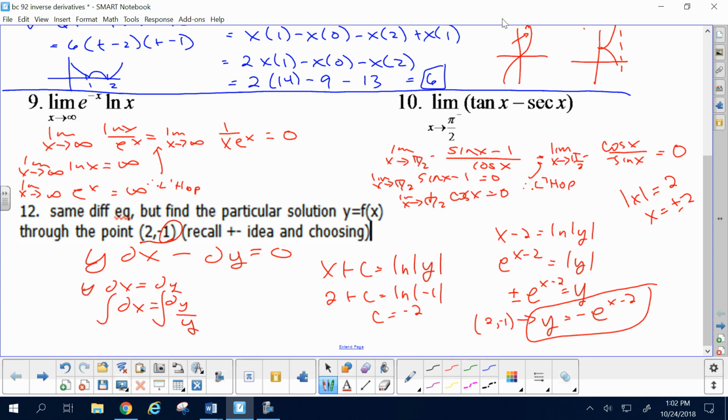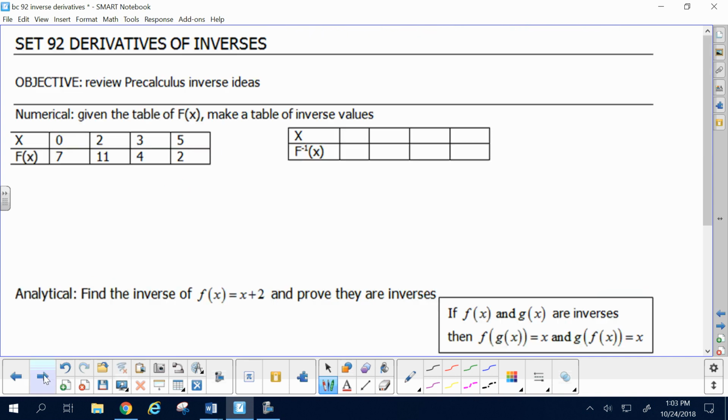I wrote it as x equals natural log of y plus c. That's fine. But then when I plug in 2, -1, your c ends up being positive. That's true, but if you had x equals natural log of y plus 2, when you solve for y, which you must do, it'll be minus 2 in a minute. So okay, let's go to your lesson.